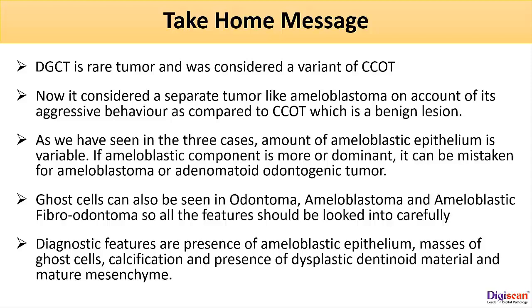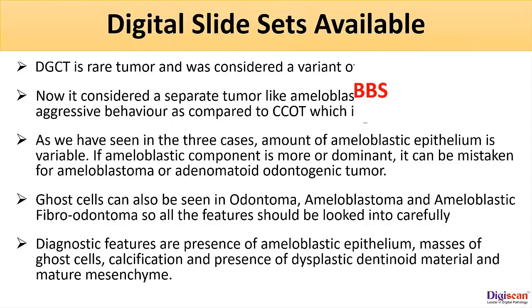Ghost cells can also be seen in odontomes, ameloblastomas and ameloblastic fibroadenomas. So all the features should be looked into carefully and the presence of dysplastic dentinoid should be searched for. Diagnostic features of ghost cell tumor are presence of ameloblastic epithelium, masses of ghost cells, calcification, presence of dysplastic dentinoid material and the mature mesenchyme.